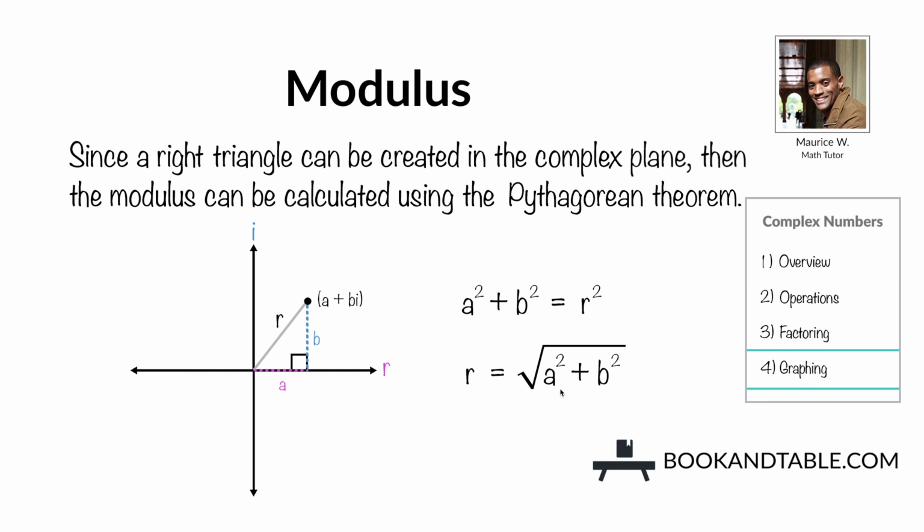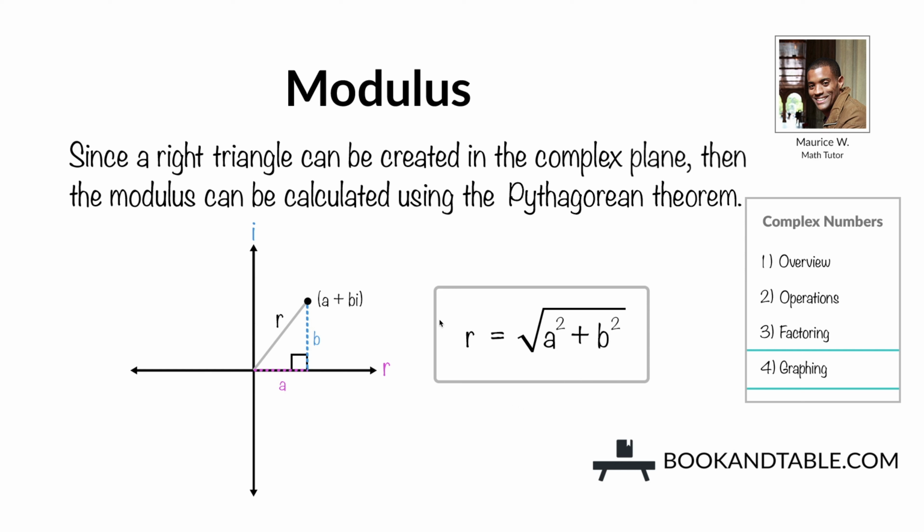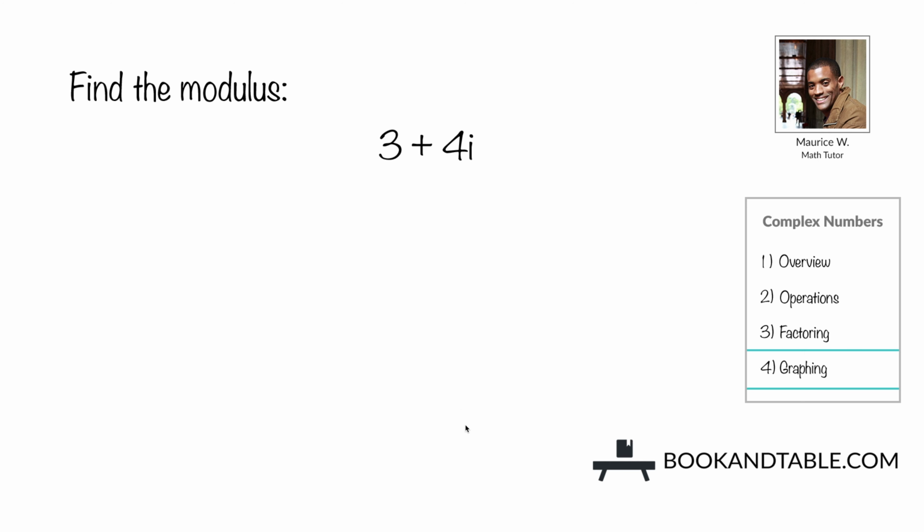So for the modulus, r will be equal to the square root of a squared plus b squared, the real number and the imaginary number. So we are going to use this formula when solving for the modulus: r is equal to the square root of a squared plus b squared. So let's walk through an example.